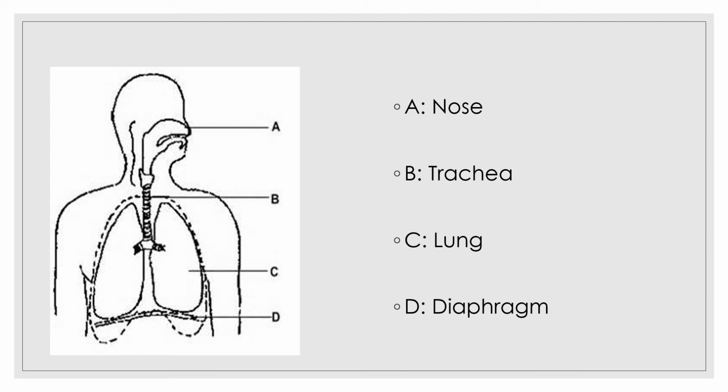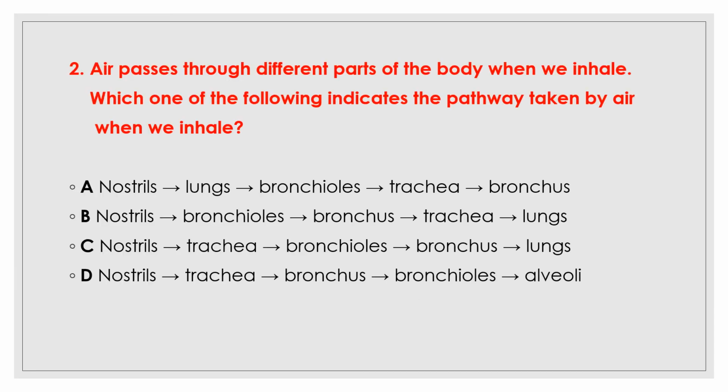You are right. A is the nose, B is the trachea, C is the lung, and D is the diaphragm. Question 2. Air passes through different parts of the body when we inhale. Which one of the following indicates the pathway taken by air when we inhale? The answer is D. Air passes through the nostrils to the trachea, to the bronchus, to the bronchioles, and finally to the alveoli. I hope that you have all obtained this answer.